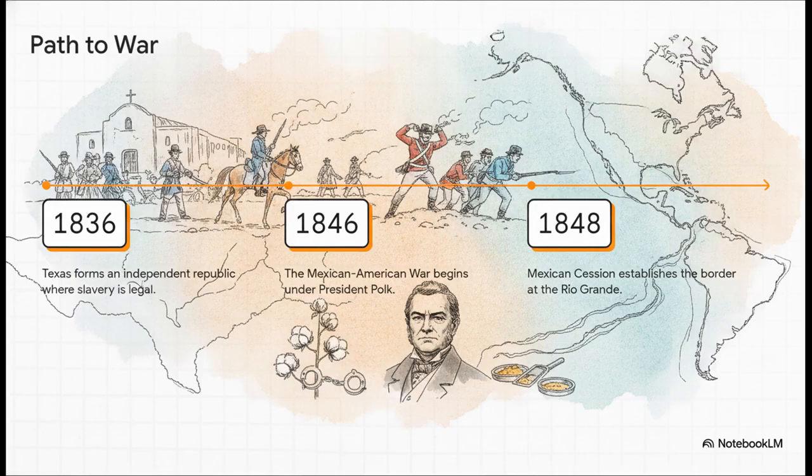Driven largely by slaveholders, American settlers declared independence in 1836, forming their own republic where slavery was fully legal. But they kept pressing for more land. This incredibly strained relationship finally snapped in 1846 with the outbreak of the Mexican-American War under President James K. Polk. By 1848, the war ended and the United States established the border at the Rio Grande, fundamentally and permanently changing the map of North America.